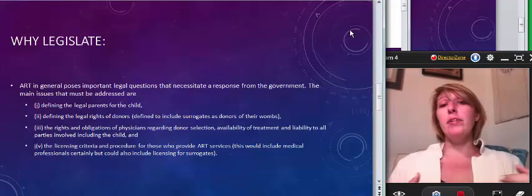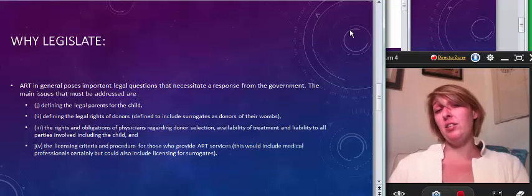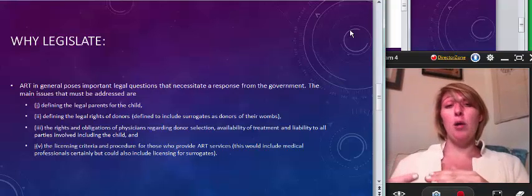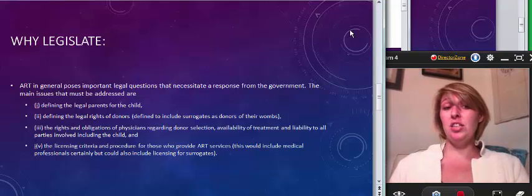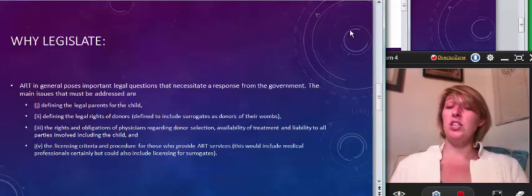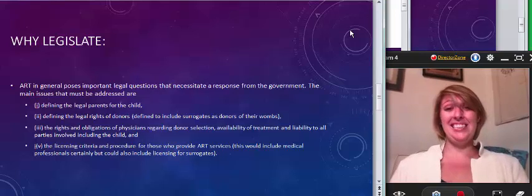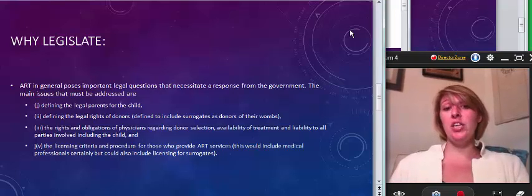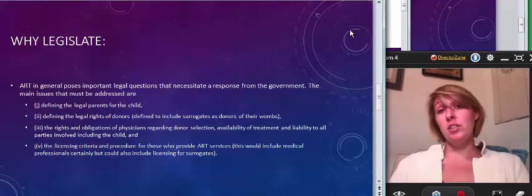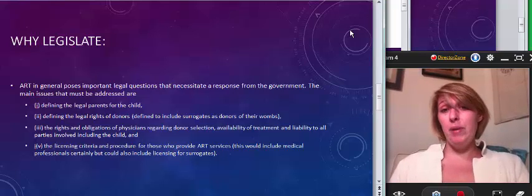There are also some important questions as to the rights and obligations of physicians who perform artificial reproductive technologies. So what are the obligations of the physicians in terms of informed consent? But also, what are the obligations in terms of things like donor selection, availability of the treatment, and liability when maybe things don't go as planned?